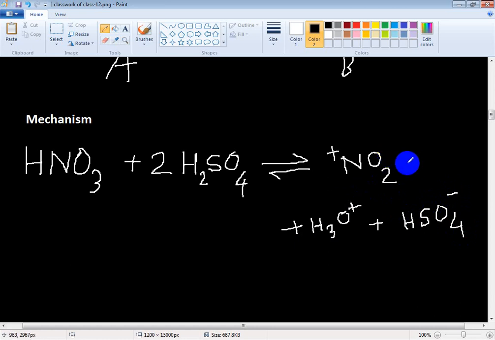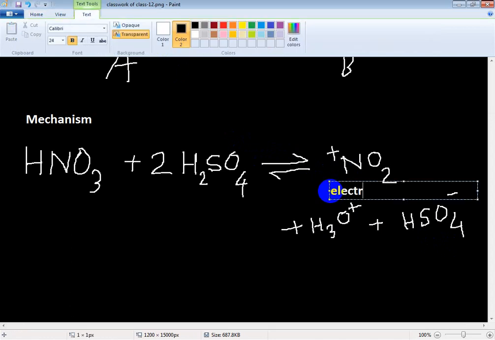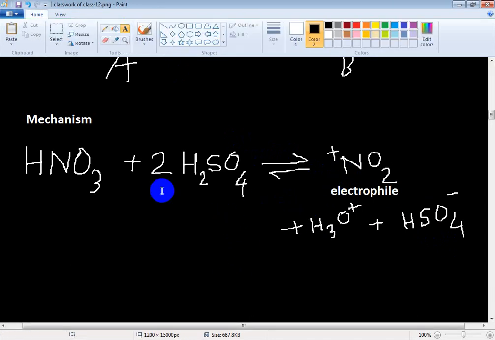Okay, which one is the electrophile here? Nitronium ion or this one or this one? Okay, this one is the nucleophile. This is the electrophile. Okay, this electrophile form, you have to write.